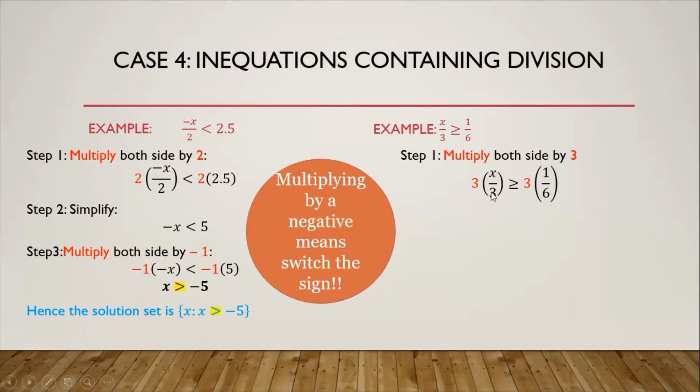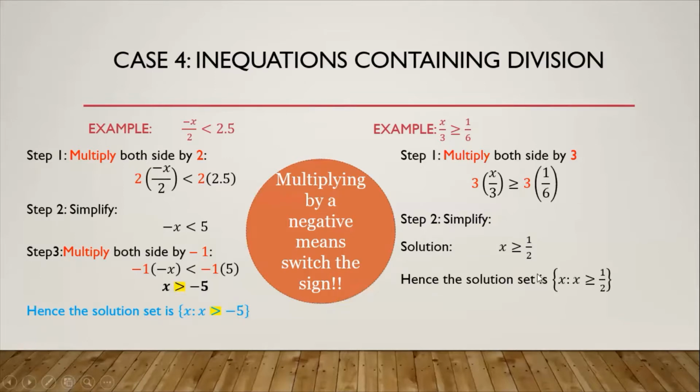Then after this, what are you going to do? You're just going to simplify. So when you simplify, what should you get? You're going to get x is greater than or equal to a half. And then what would be your solution set? You write it using set builder notation, and it's simple. This solution set is read as the set of all x's such that x is greater than or equal to a half. All right.